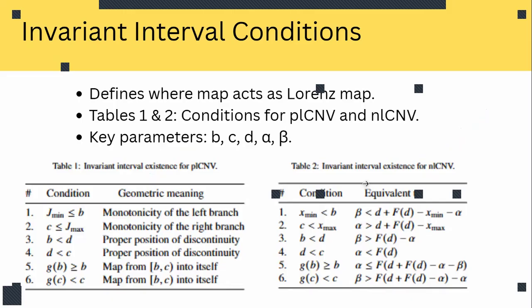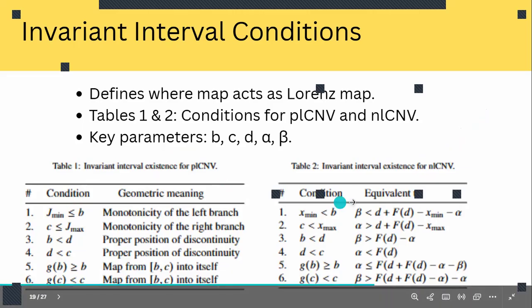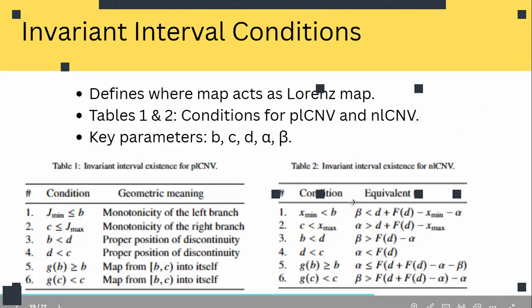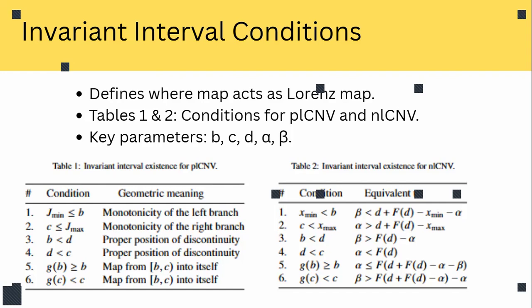So these are the tables of conditions which we have used in our study. These are the conditions for piecewise linear CNV and these are for non-linear CNV. So here are the main conditions: j_min is less than or equal to B, C less than or equal to j_max, B less than D less than C, g(B) greater than or equal to B, g(C) less than C. These are the conditions for piecewise linear. And similarly, these are for the non-linear case.